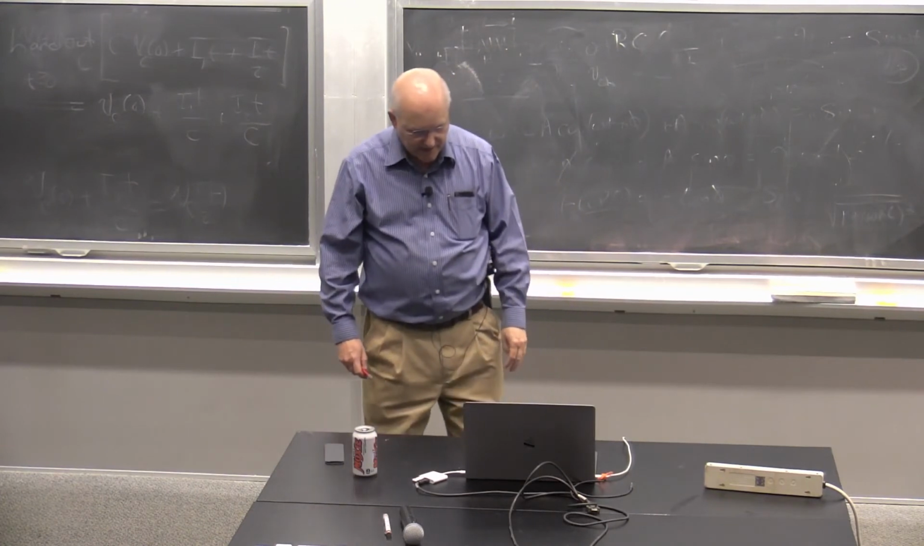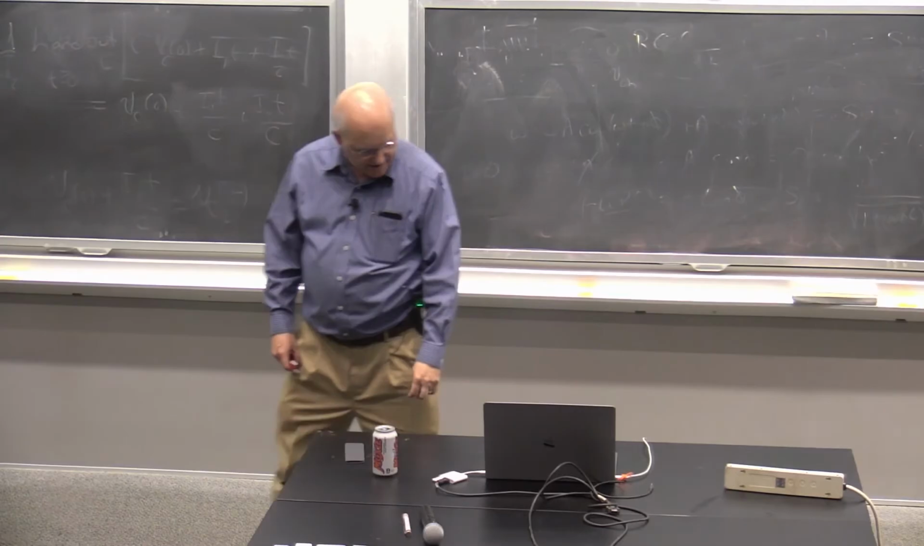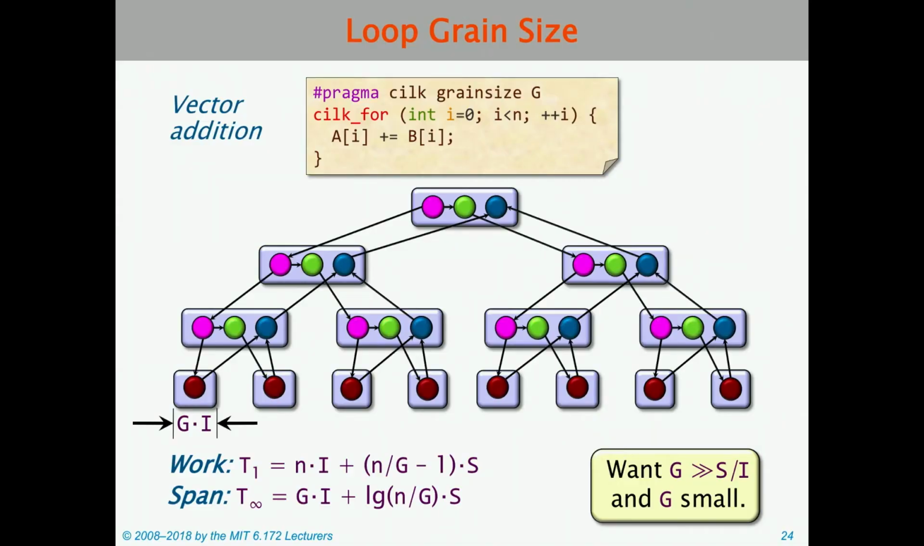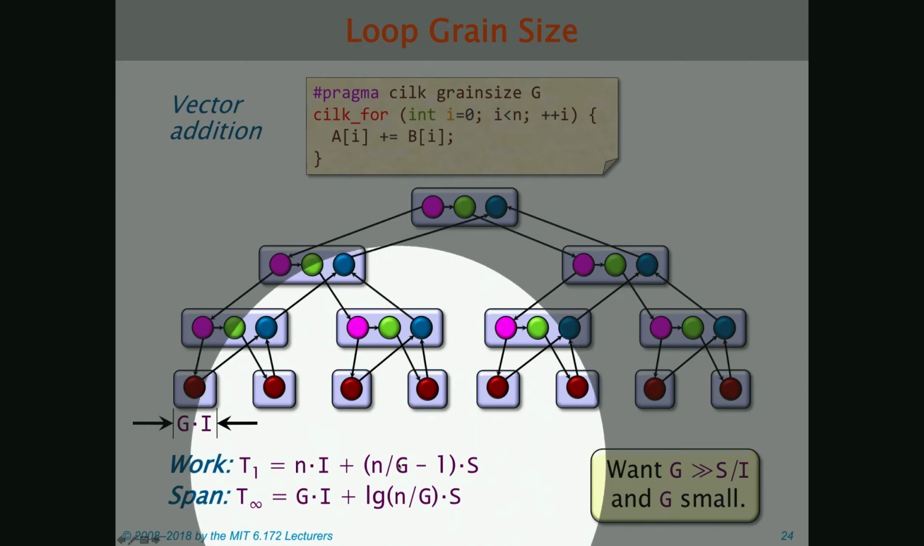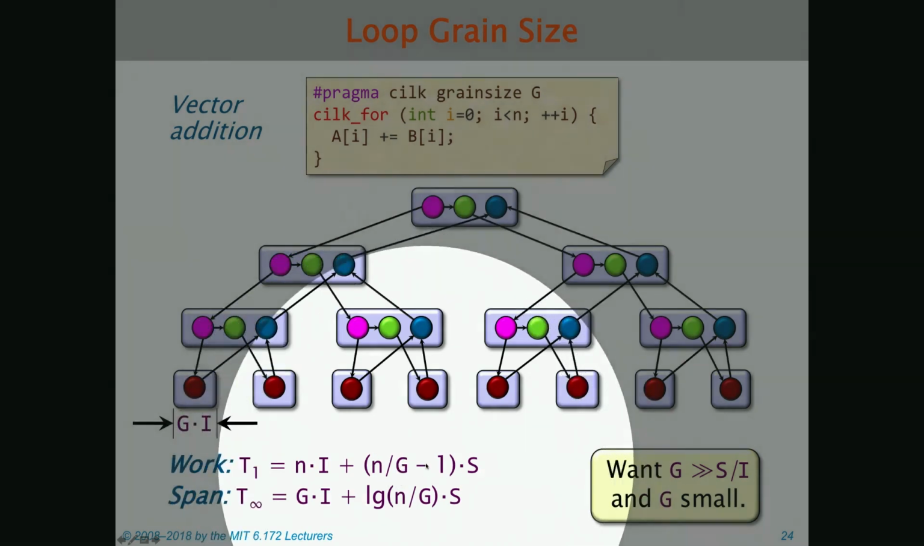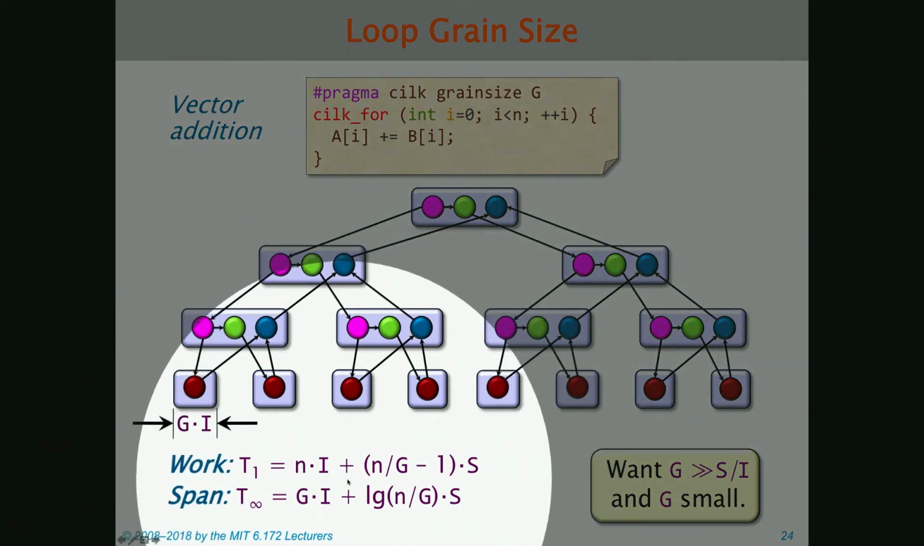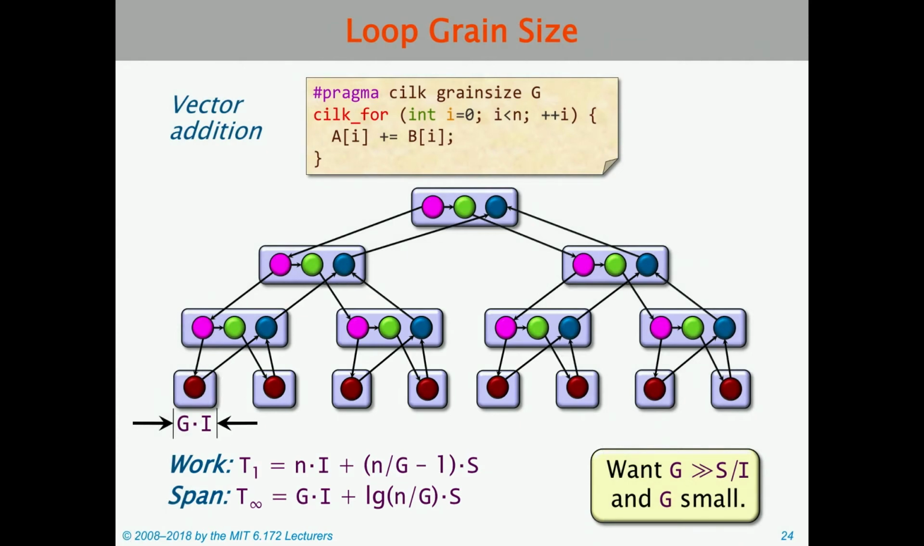In particular, what I want is G to be at least S over I. Why? If G is bigger than S over I, then this term multiplied by S ends up being much less than this term. That's algebra. Do you see that? If G is much less than S over I, get rid of the minus 1, that doesn't matter, so that's really n times S over G. So S over G is basically much smaller than I, and I end up with something much smaller than n times I. Does that make sense?